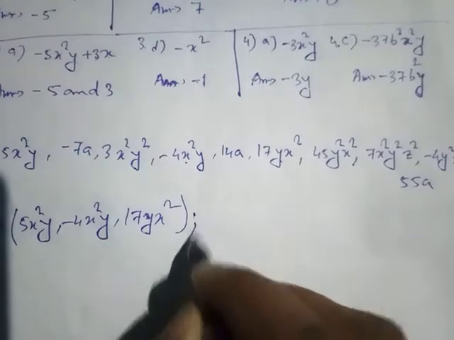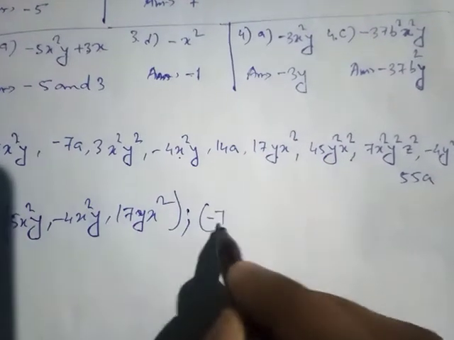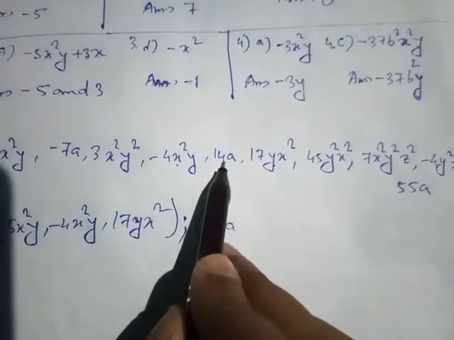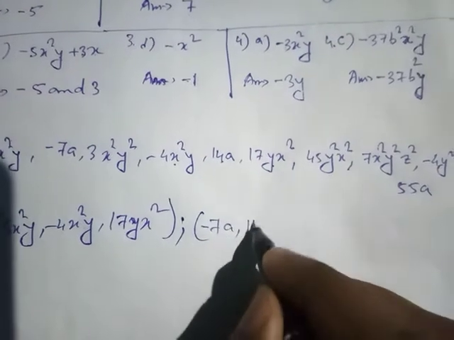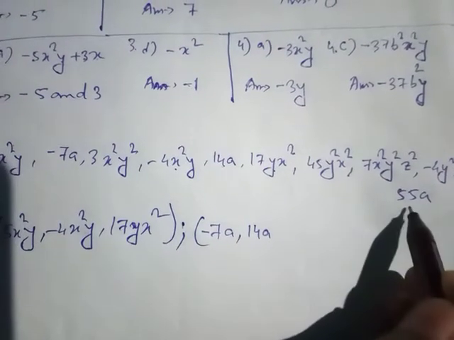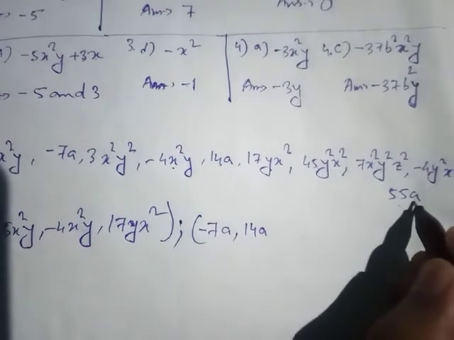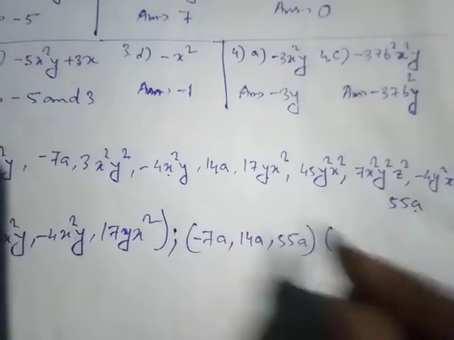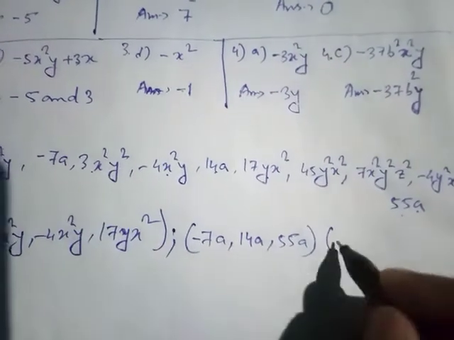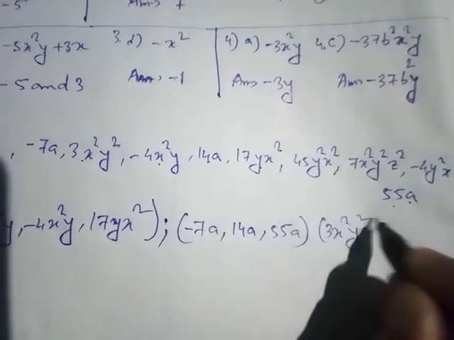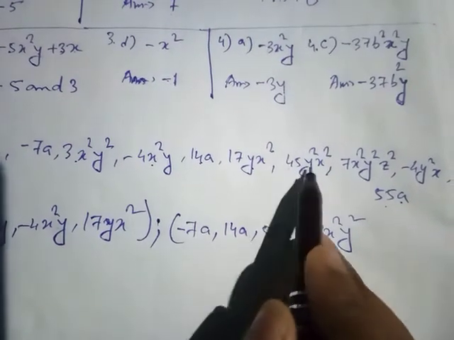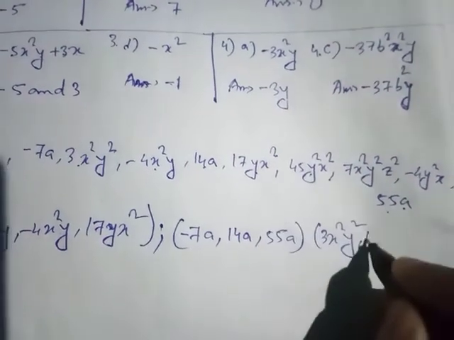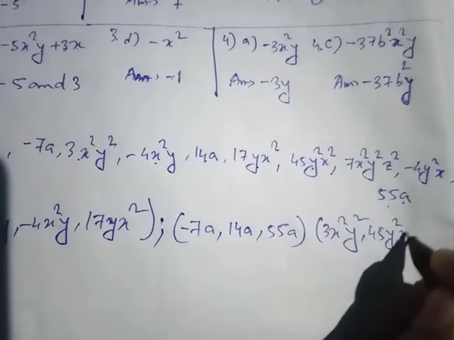Then minus 7a, this is 14a, this is a like term, and 55a also contains the variable a. So these are like terms. Now 3x square y square. So how many x square y square are there? 45 y square x square and x square y square are the same.